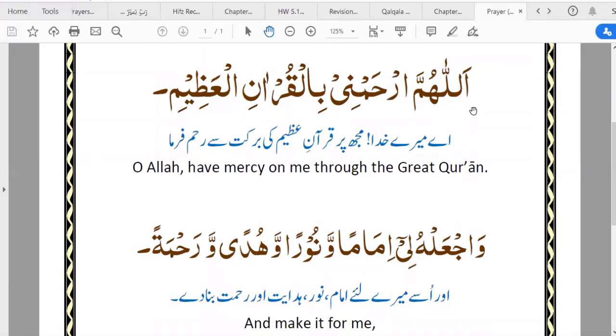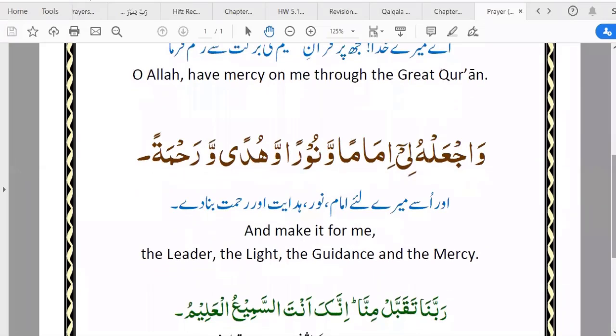Okay, sure. Allahumma arhamni bil Qur'anil azim waj'alhu li imaman wa nuran wa hudan wa rahmah. That was lovely, mashallah. And the translation? Oh Allah, have mercy on me through the great Quran and make it for me the leader, the light, the guidance and the mercy. Ameen. Okay, that was a lovely prayer.